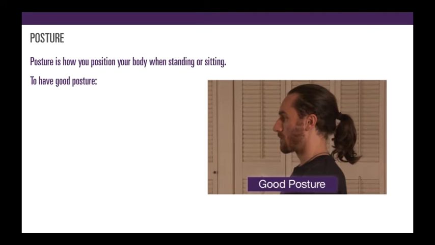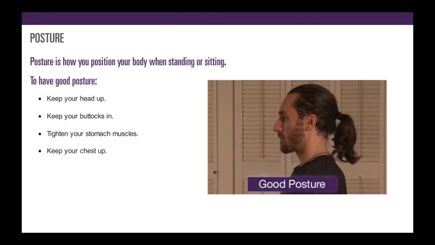Good posture is when you have your head up. Keep your buttocks in so your spine stays in line. Tighten your stomach muscles. This will put less stress on your spine. Keep your chest up and your shoulders back. Having rounded shoulders or slouching is a sign of poor posture. If you're standing, keep your knees slightly bent.